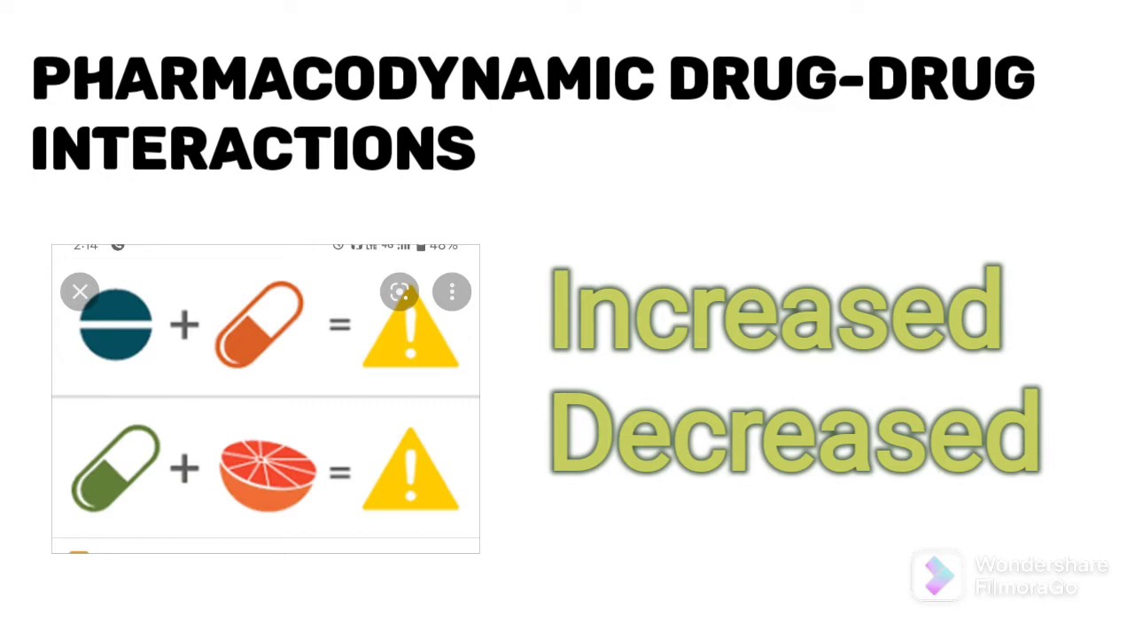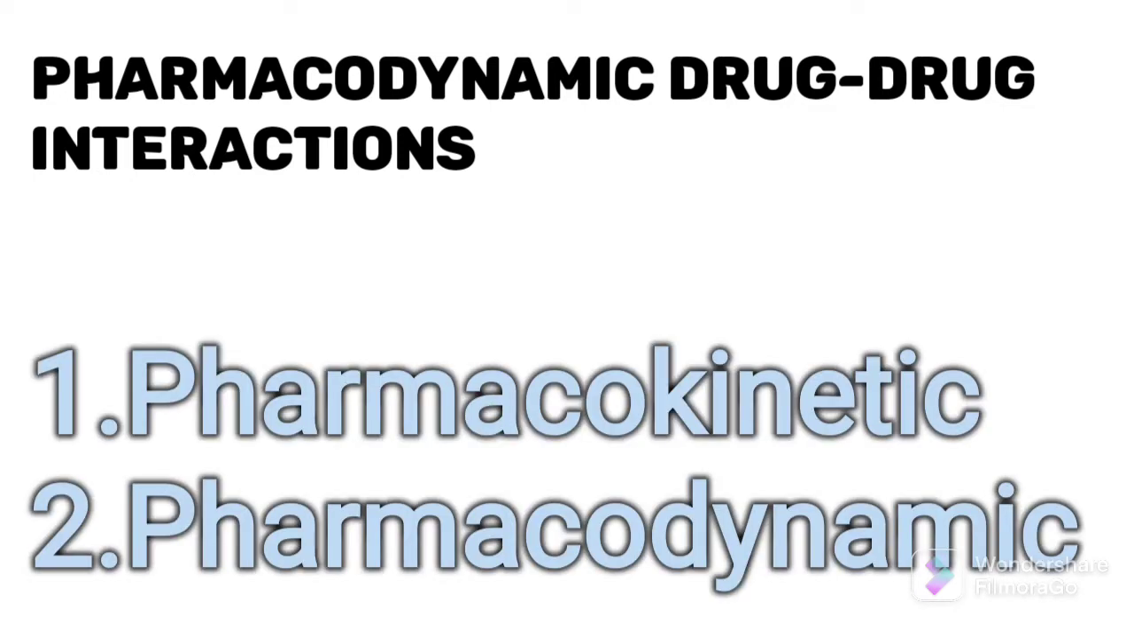Now, the basic classification of drug interactions has two classes. One is pharmacokinetic drug interaction, and the next one is pharmacodynamic drug interaction. If you know the meaning of pharmacokinetic and pharmacodynamic, then your concept is clear here.